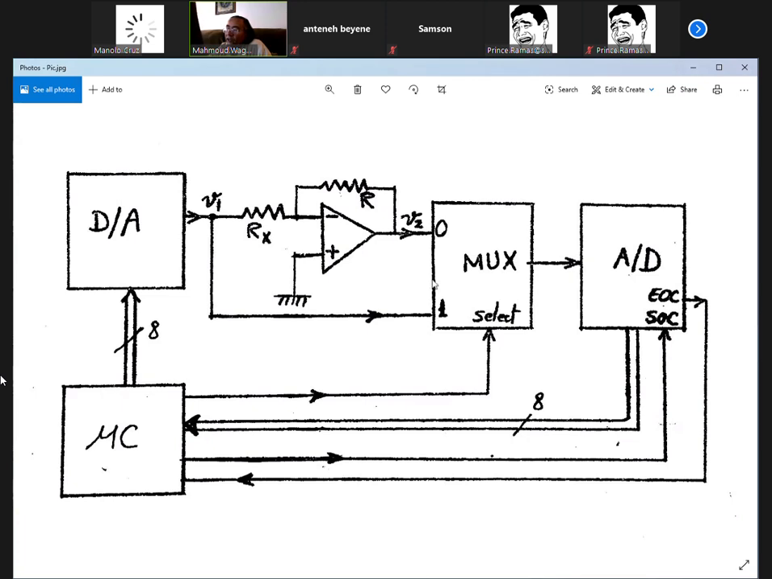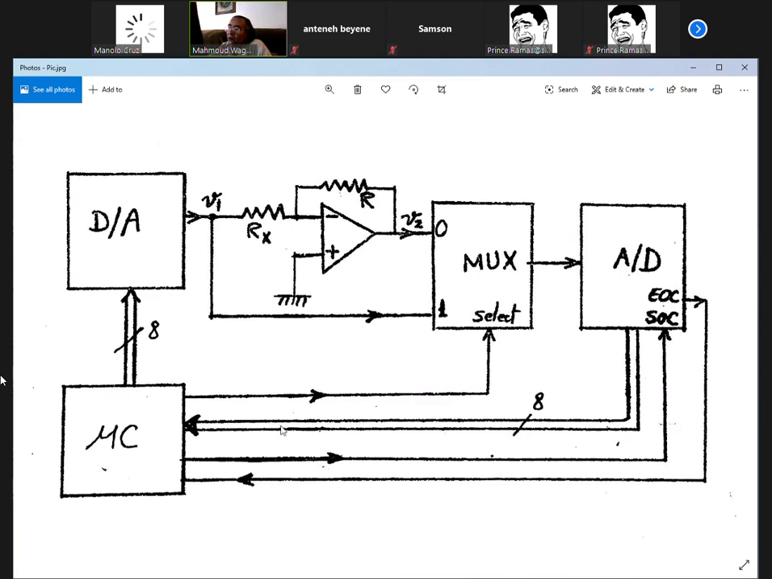So it's going to select that channel. Okay. So you're going to be able to have V1 appearing here at the input of the A to D converter. If V1 appears at the input of the A to D converter, you want to measure it. So we're going to start a conversion process here under microprocessor control. And then at the end of it, you're going to read the data here, digital. And you're going to convert the digital to analog.